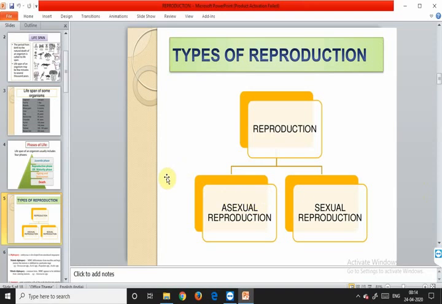What are the characteristics? All forms of asexual reproduction have certain common basic features. There are no gametes; in asexual reproduction, gametes are not formed. A single parent produces offspring. That is, asexual reproduction is uniparental. Uniparental means only one parent is involved. But in sexual reproduction, both parents are involved.